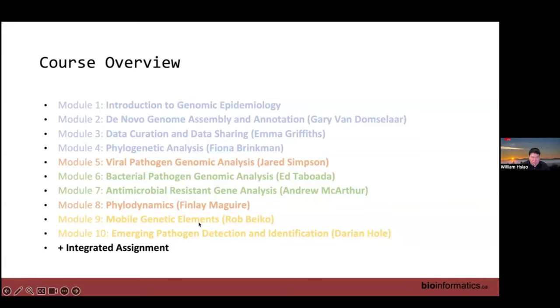Then we have two additional topics that again connect many of the ideas together. One is on mobile genetic elements, and you'll see how these genetic elements play a key role in pathogen evolution, in bacteria and in evolution in general. Then we'll finish off the workshop with a session on emergent pathogen detection and identification, giving you a better sense of whether we can go beyond just genomic sequencing of isolates and take a more metagenomics approach to understand pathogen populations. As mentioned, we'll anchor some of this material with an integrated assignment that you can work on to get a more in-depth understanding of the topics.